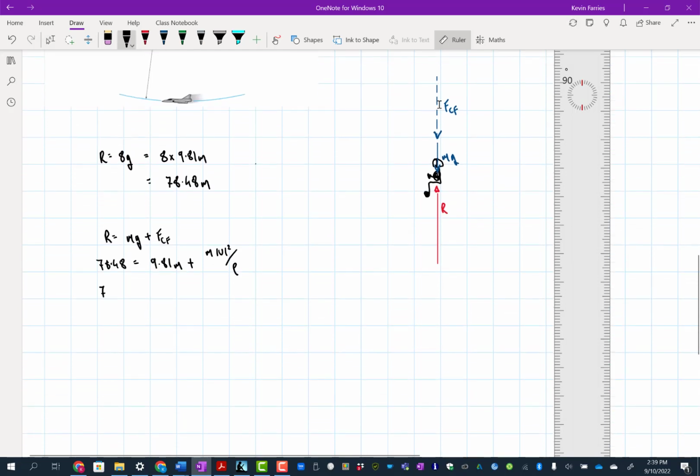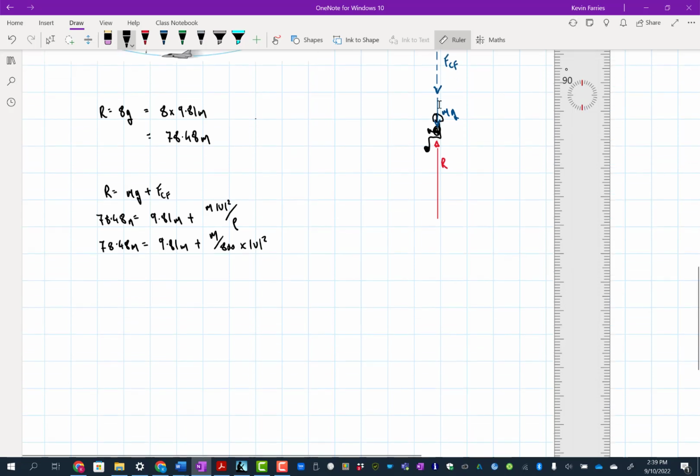So let's see what we can figure out from this. 78.48 m is the force, and that is going to be equal to 9.81 m, I don't know why I didn't put in some values there, plus mass divided by 800 times v squared.